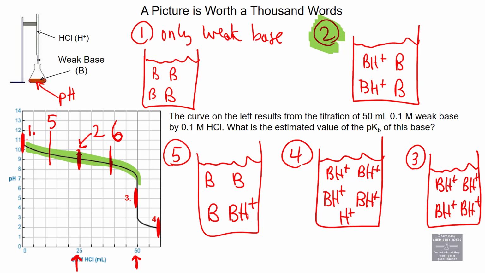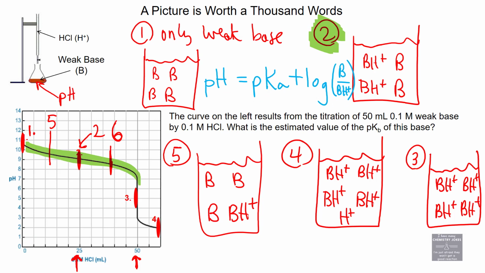buffer point where your pH is equal to pKa plus 0, because it's plus the log of base over acid. So in this case, it would be B over BH plus. So at this magical point where it's log of base over acid, where those are equal, this is 1, log of 1 is 0, so pH equals pKa. At point number 2, pH equals pKa.